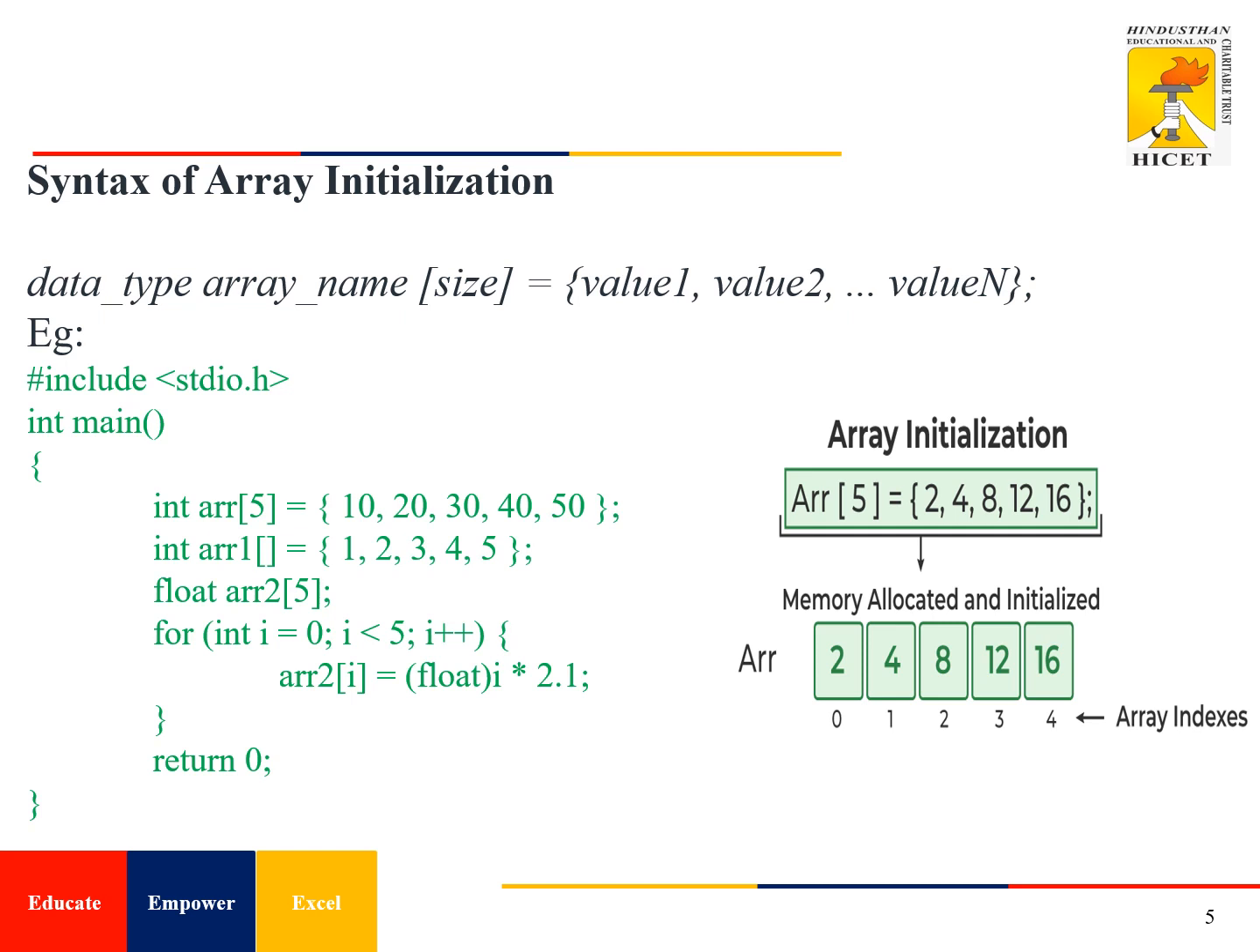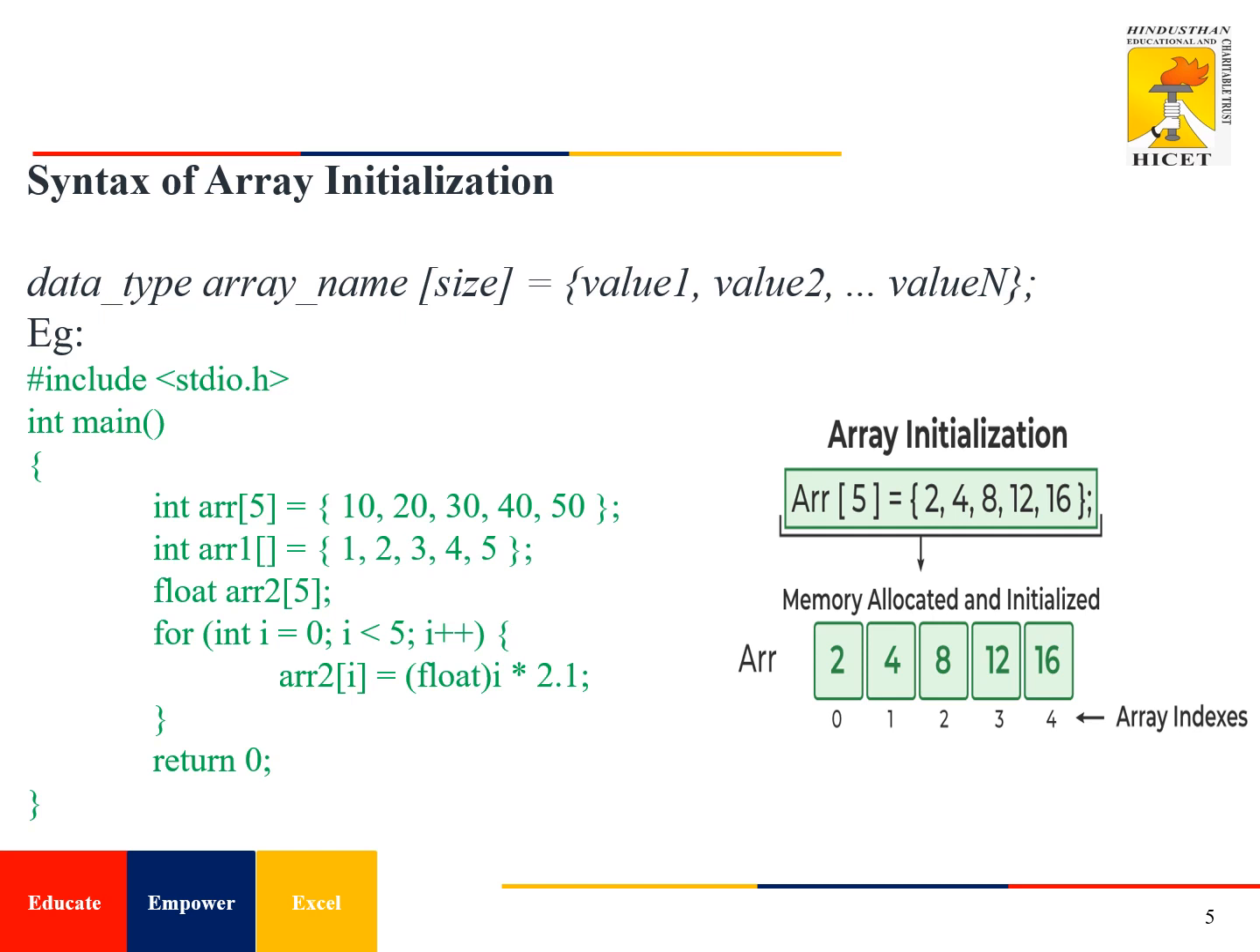The elements I'm assigning are 1 to 5. Then I'm creating a floating point type array, array 2, with size 5, and I'm assigning values to array 2 using a for loop, that is a looping statement. I'm initializing I equal to 0, and I have a condition I less than 5, and I'm incrementing I with I plus plus. Then array 2 of I is equal to float of I into 2.1.